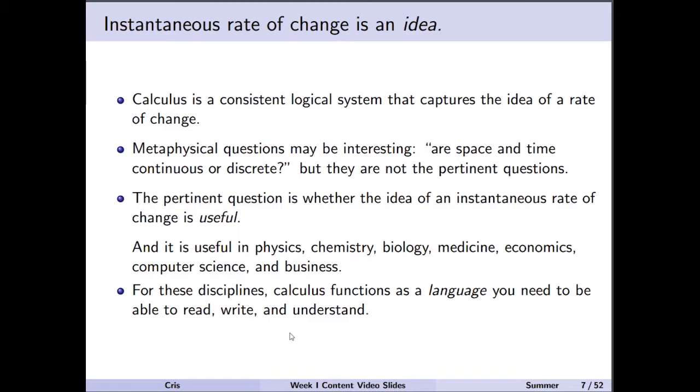The pertinent question is whether this idea of an instantaneous rate of change is useful. And it is useful in physics, chemistry, biology, medicine, even in business, all kinds of science. This idea of a rate of change is useful. And if you're going to read about these disciplines and study them, calculus is a kind of language that you need to be able to understand and read and write.